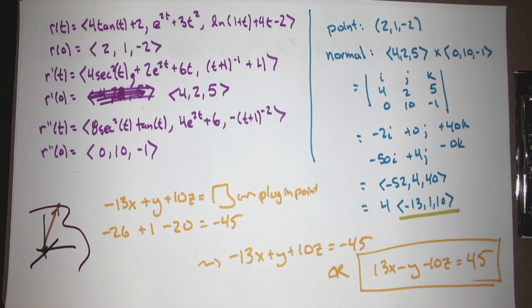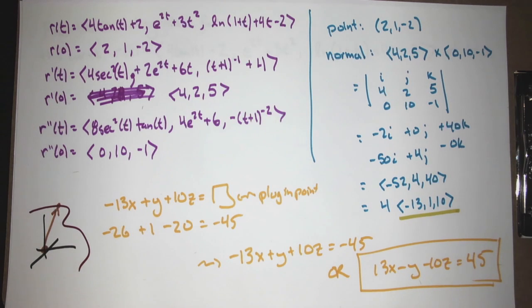Anything else? If you don't pull out that 4, say if this was on the exam, that'd still be an acceptable answer. Yeah, you could put 52x minus 4y minus 40z equals 180. Same plane. Same plane gets you same points, because the way you write a plane is not unique.